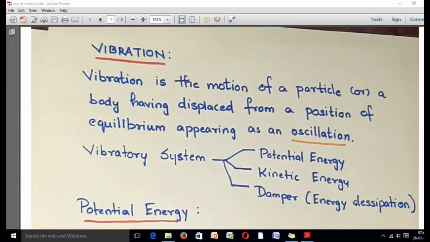In this video we are going to discuss the equations of motion for viscous damping. If you directly want to check out the equations of motion, you can just skip to the duration that I've mentioned in the description box down below.